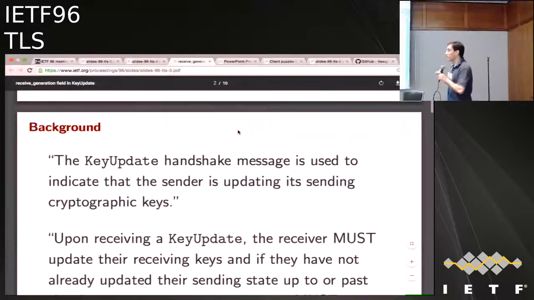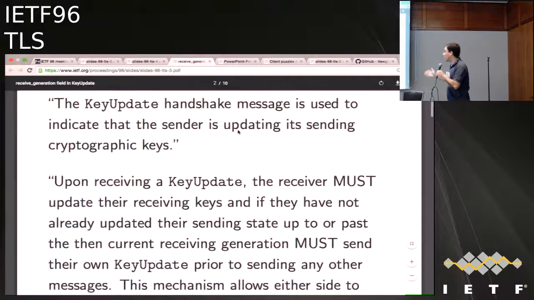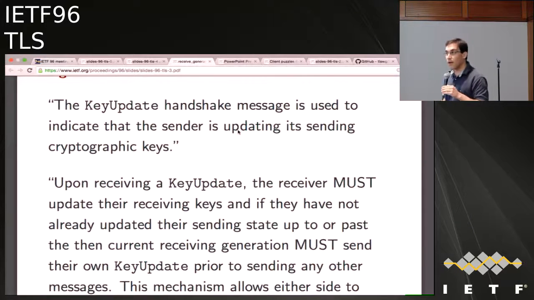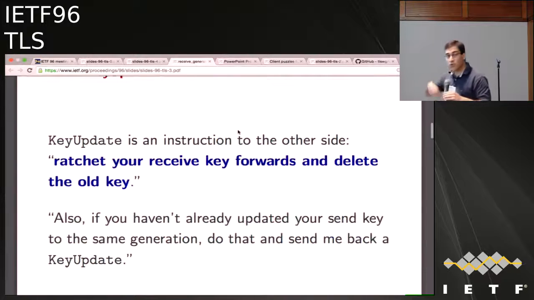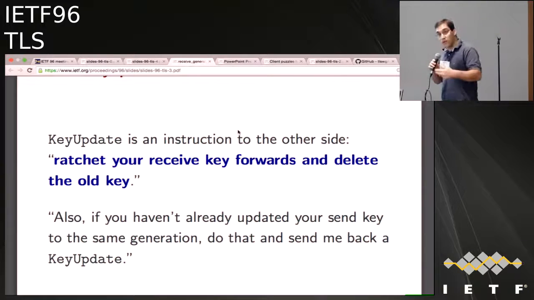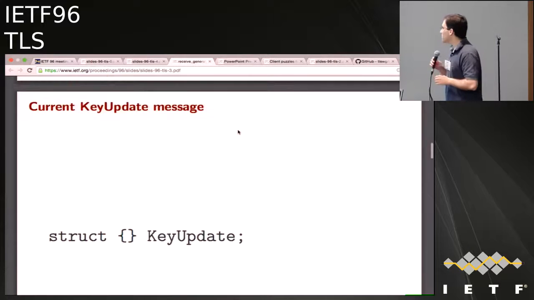All right, this is about adding one field to the key update message. As you probably all know, the key update handshake message is a message either side can initiate. Essentially, it's an instruction to the other side that says, please ratchet your receive key forwards and delete the old key. And by the way, if you haven't updated your send key to the same generation as the receive key that I'm now asking you to update to, do that too, and then you have to send me a key update in response. Those are the semantics of the key update message.